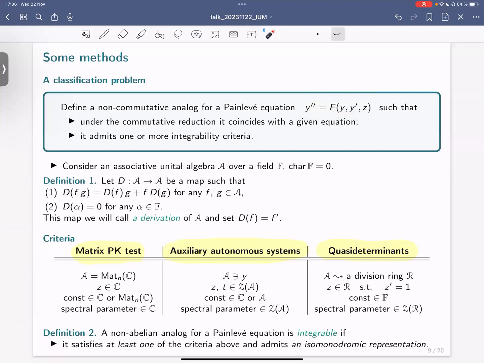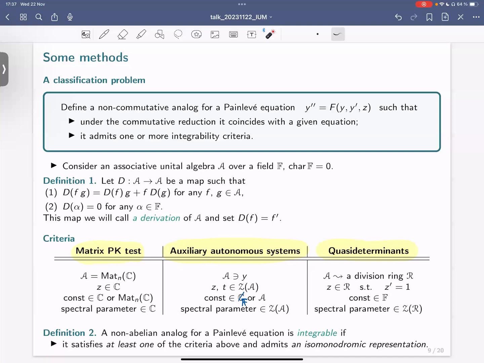We also assume that all parameters that the Painlevé equation has are commutative, sorry, it should be F, from field F, or they may belong to the algebra A. And we are also going to write down for a non-Abelian analog the isomonodromic Lax pair, and we assume that the spectral parameter in this Lax pair also belongs to the center of this algebra.